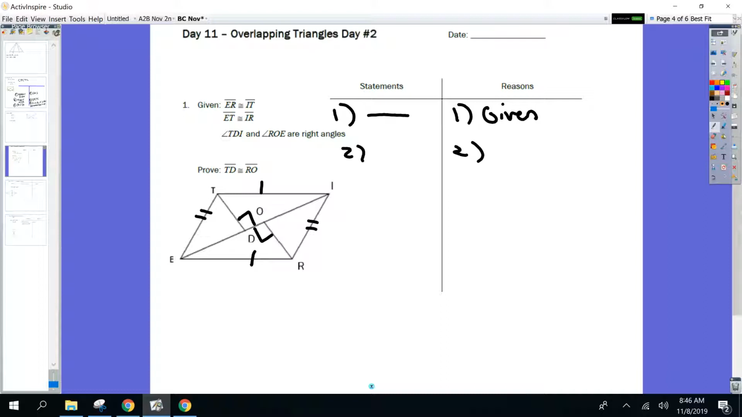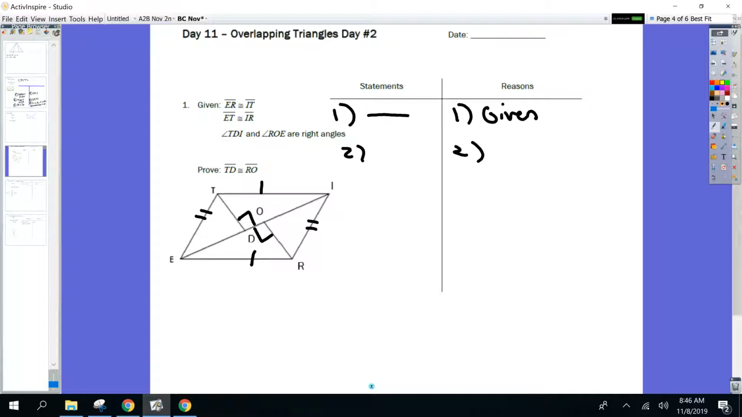And now we come to a little point here where it's like, whoa, wait a second. Couldn't I prove the left and the right one congruent? Because that has TD and RO. Wait a second. I could also prove the top and the bottom one congruent because it also has TD and RO. Let's make a decision.